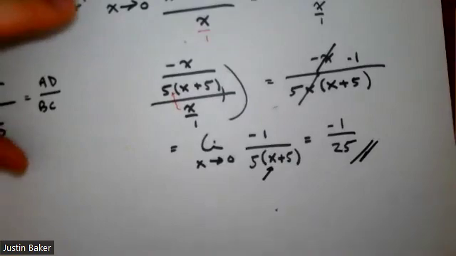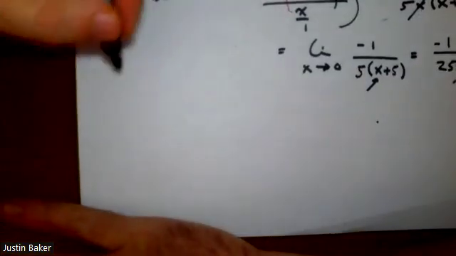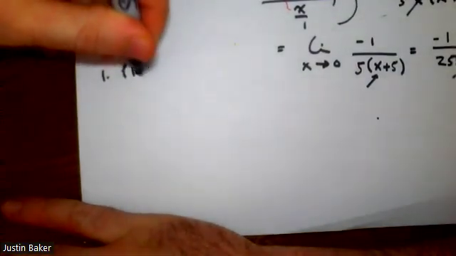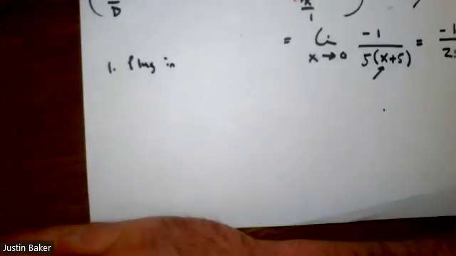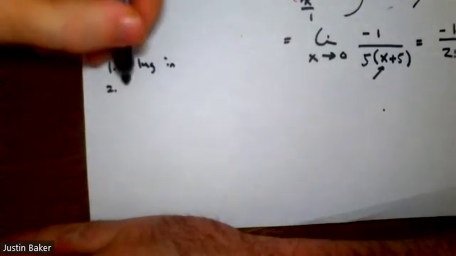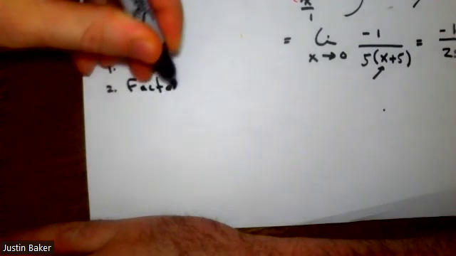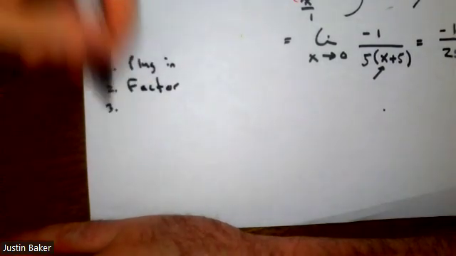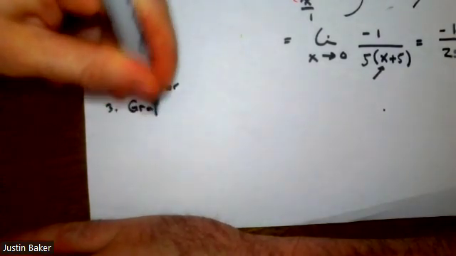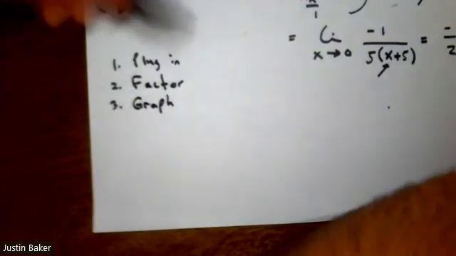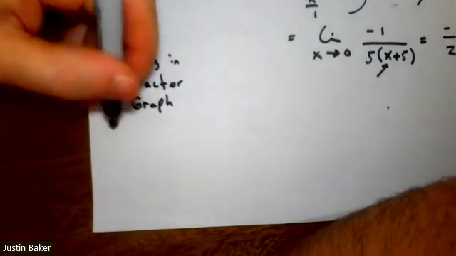Okay. So in terms of limit strategies, to summarize what we've been talking about so far, we always look first and say, could I plug in? If yes, great. If not, does this factor? If not, is this some kind of graph, or do I have a visual? Do I have something that I can look at to just come up with my answer?